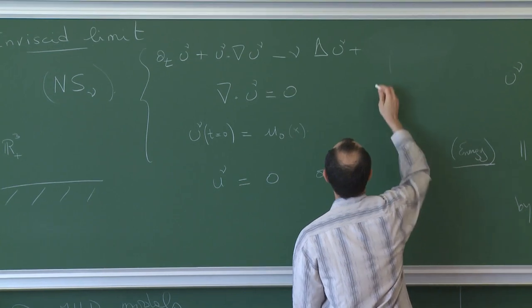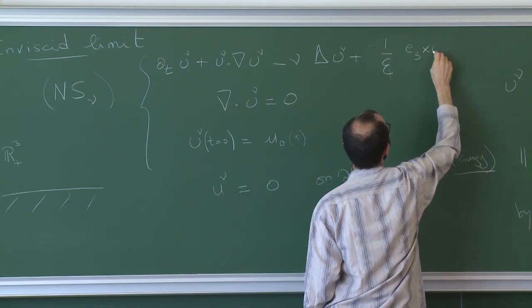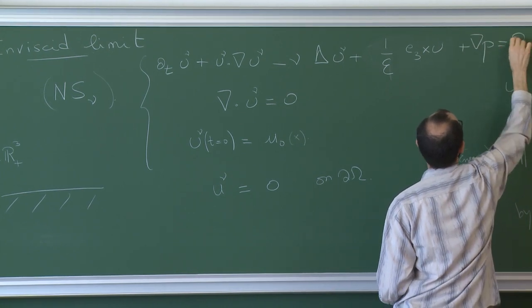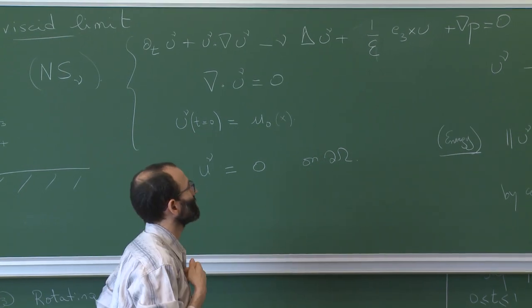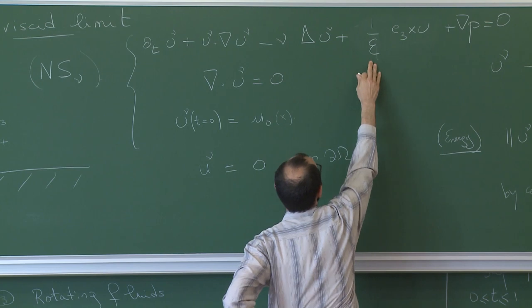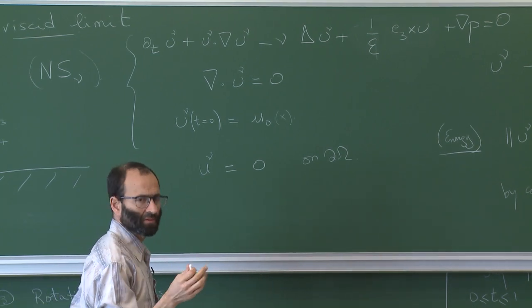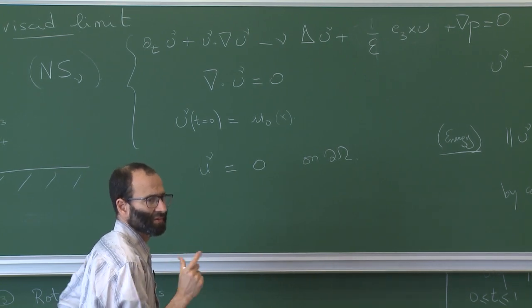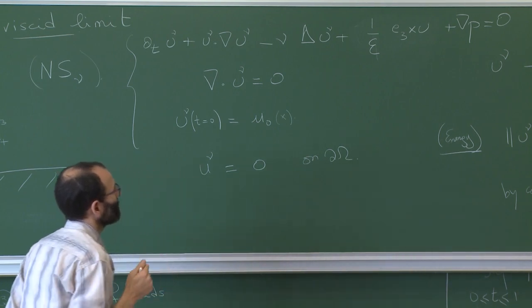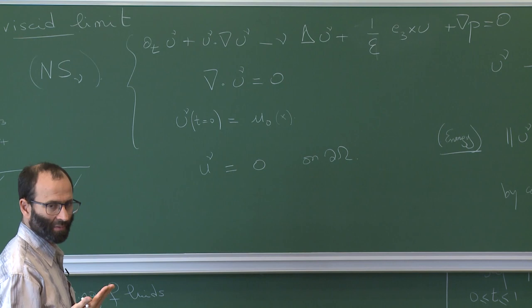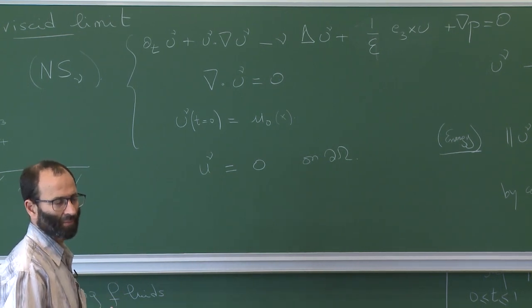you add here a term like this. Let's say, since I am in the half space, you put E3. So that's the cross product, okay? So a term like that, if you add it to your equation, the energy is the same, because this is a term that just makes things turn, so it doesn't change anything to the energy. But somehow, instead of getting the Prandtl boundary layer that I'm going now to explain, it gives you some other type of boundary layer, which is the so-called Ekman boundary layer.